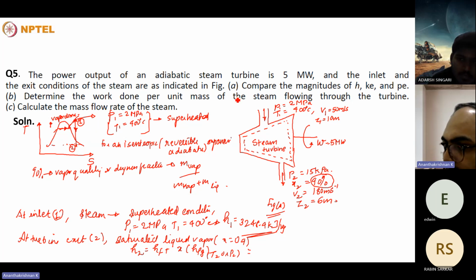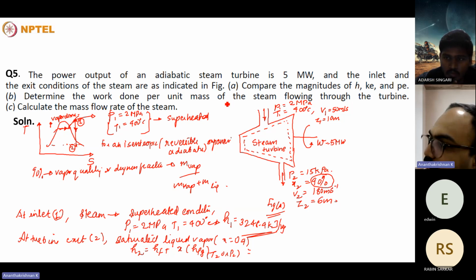One. The Gibbs phase rule: P plus F is equal to C plus 2. One phase, and the component is steam, H2O, one. Then F equals 2, so the degree of freedom is 2. You require two properties to define a state.